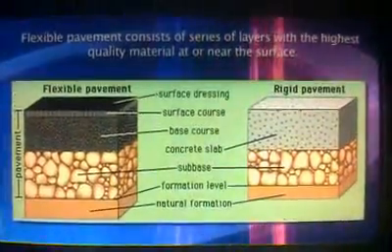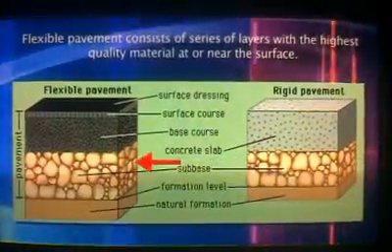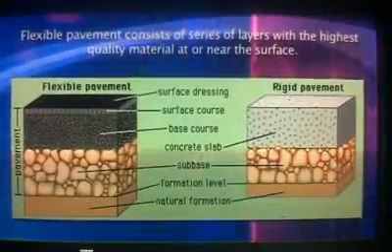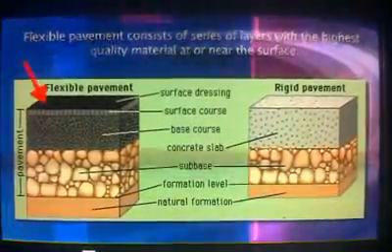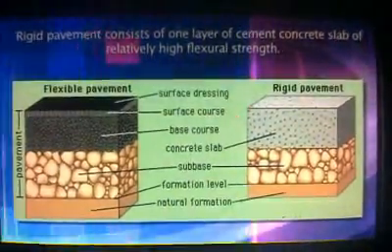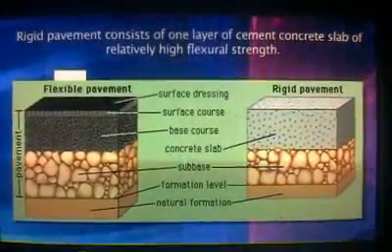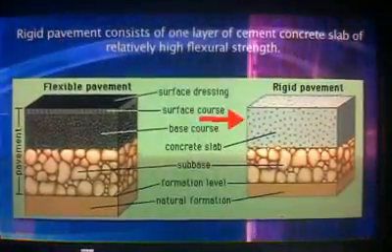Flexible pavement consists of a series of layers with the highest quality material at or near the surface. Rigid pavement consists of one layer of cement concrete slab of relatively high flexural strength.